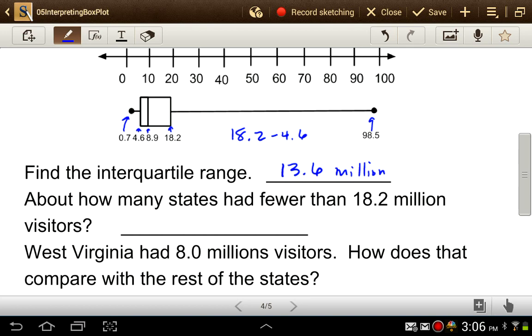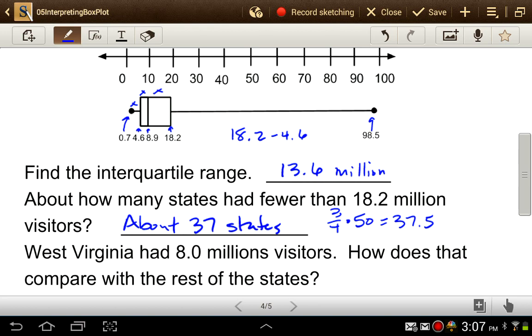Okay, next, how many states had fewer than 18.2 million visitors? Well, I'm going to look here. I have 1, 2, 3 sections below my 18.2. So that's 75% or 3/4. So I'm going to do 3/4 times, there are 50 states in the United States of America. So 3/4 times 50 comes out to 37.5. Well, I can't have 0.5 of a state, so I'm going to say about 37 states had fewer than 18.2 million visitors.